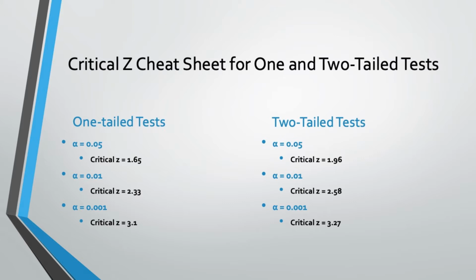So these critical z's will always be the same. Again, remember, these are standardized values. They never change. They're with respect to the normal distribution. So if you would like to, just make a note of what these critical values are, this is a very good resource to have.